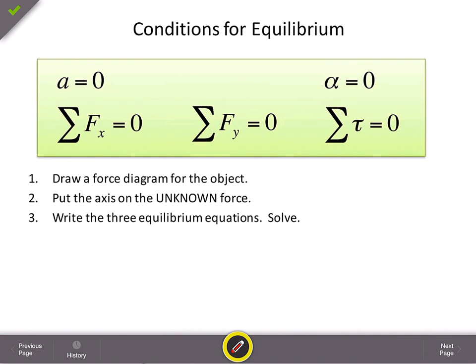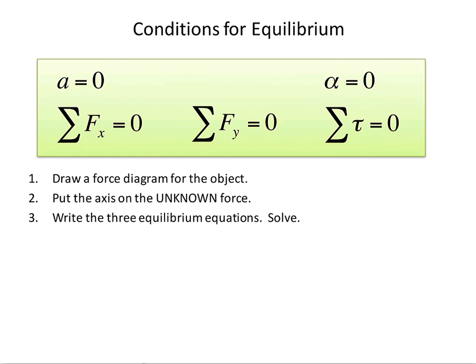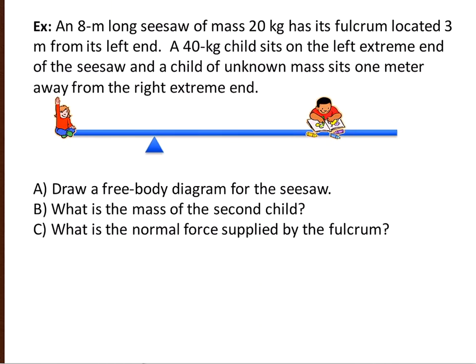In order to solve problems for objects in static equilibrium, we're first going to draw a force diagram for that object. You're usually going to want to put your axis on your unknown force. We'll see why in a little bit. Then you're going to write these three equilibrium equations: the sum of the forces in the x equals 0, the sum of the forces in the y equals 0, the sum of the torques equals 0, and you're going to use these equations to solve for any missing information.